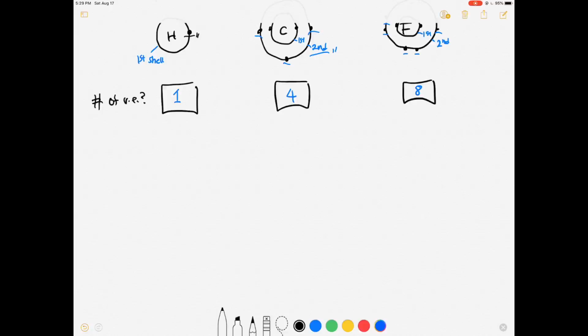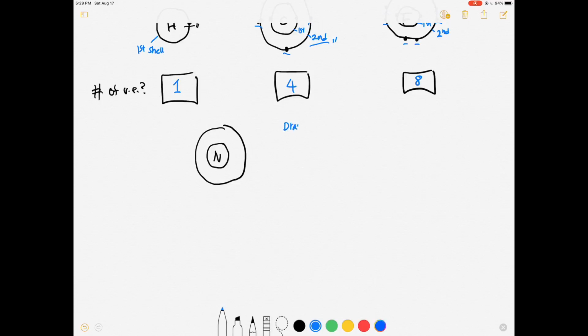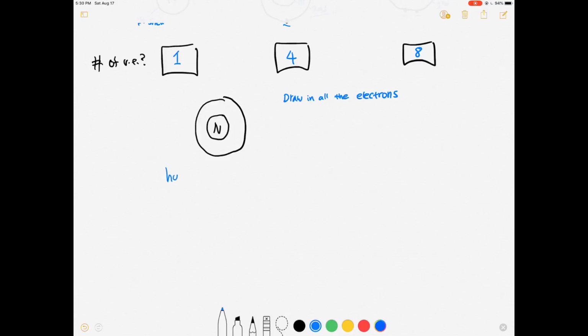So finish drawing out all the electrons in nitrogen for me, and tell me how many valence electrons. Okay, for nitrogen, the atomic number is 7. So you have 7 electrons that you have to draw in for this nitrogen.